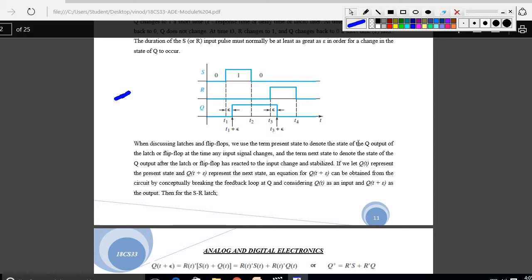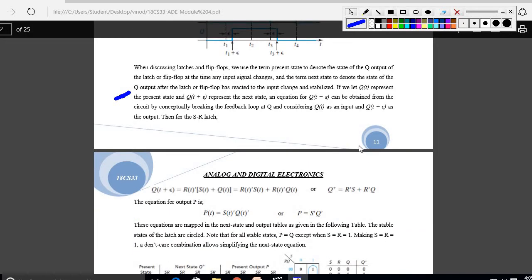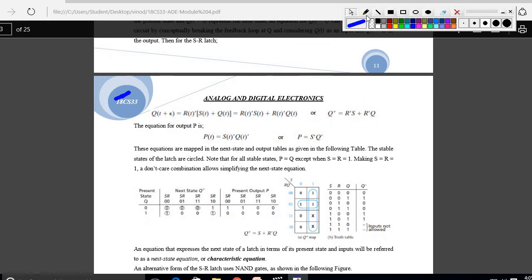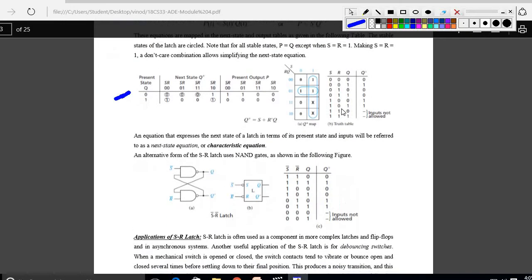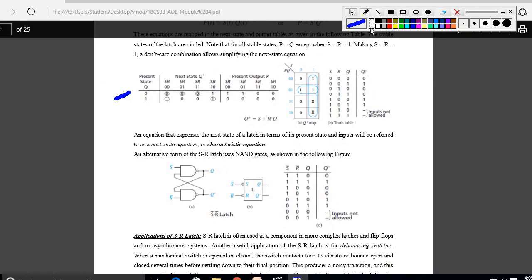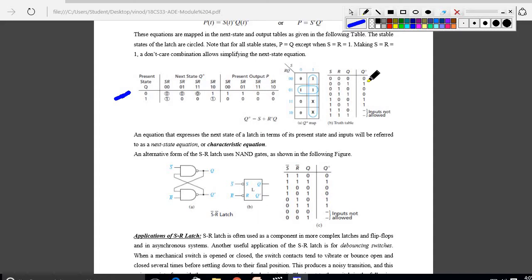The next concept is how to write the SR flip-flop truth table with present state and next state, and the characteristic equation for that, and the S bar R bar latch. We'll have to see that. First I have to write the SR latch truth table.